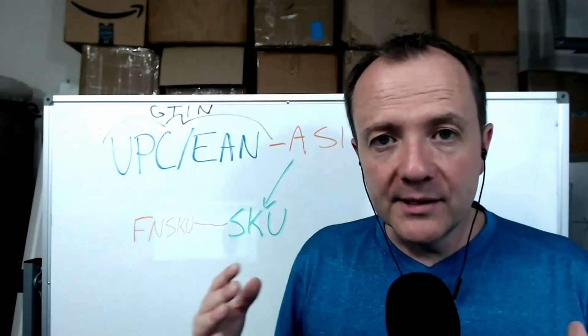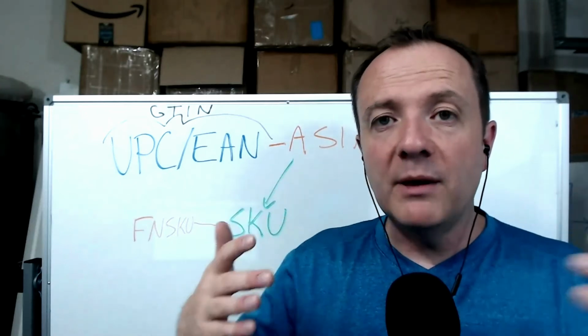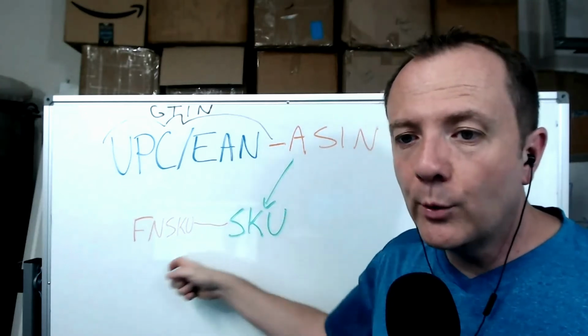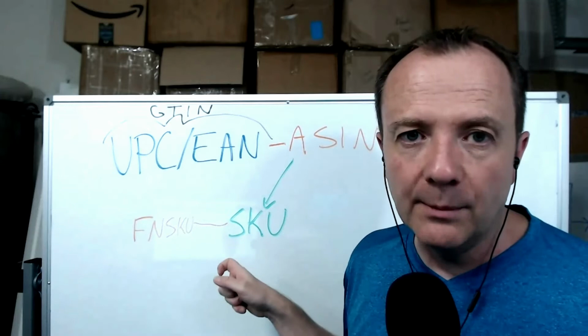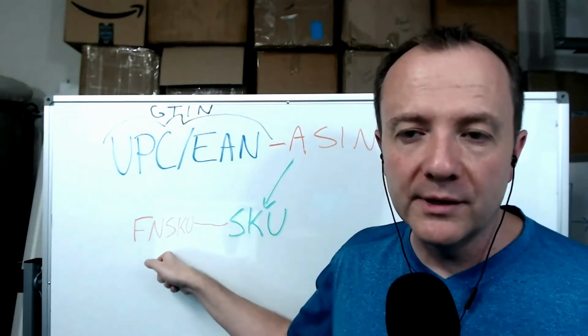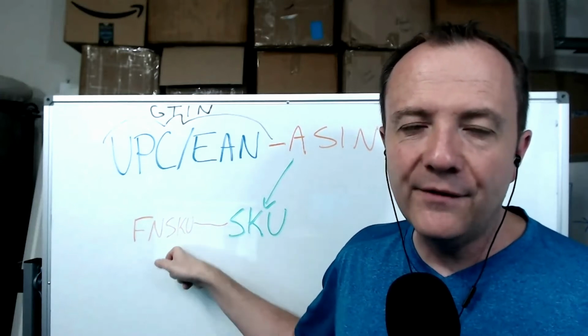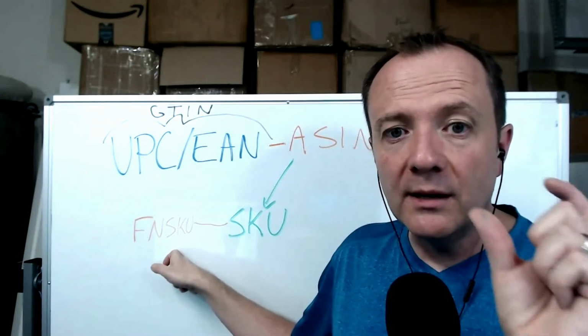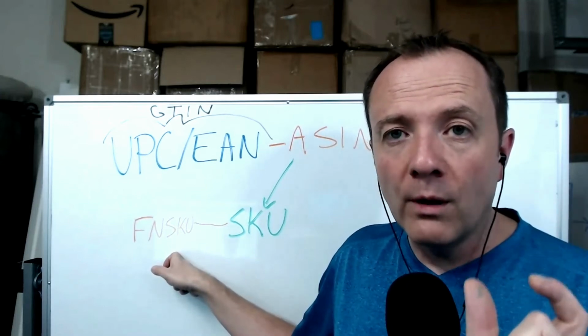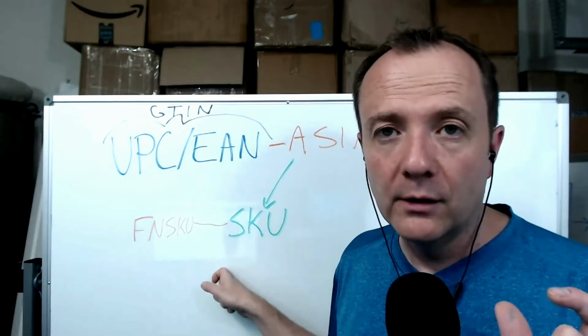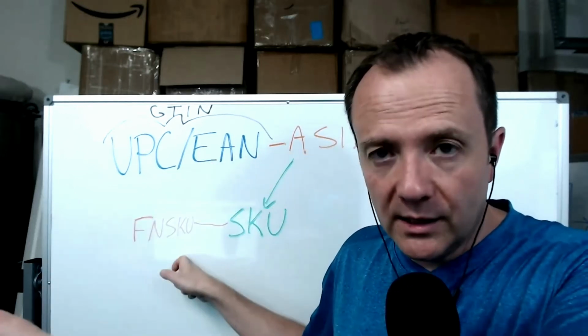Now, on Amazon, if you decide you want to make it an FBA, a Fulfillment by Amazon offer, you're going to have what's called a Fulfillment Network Stock Keeping Unit. This is one they will assign to you. So the FNSKU is going to be the identification number for that particular offer for you.